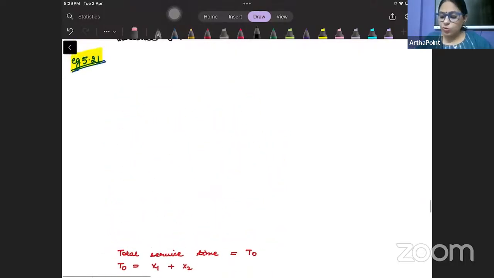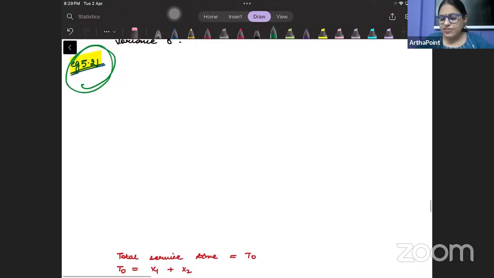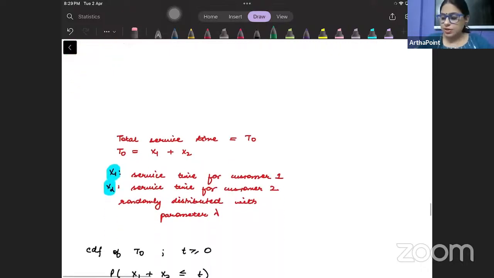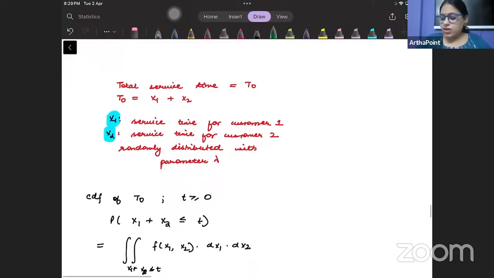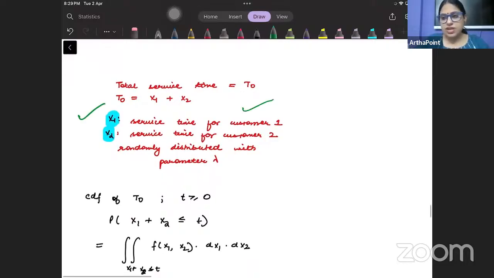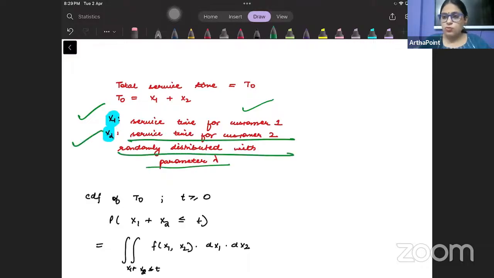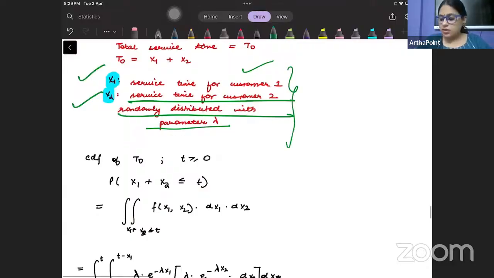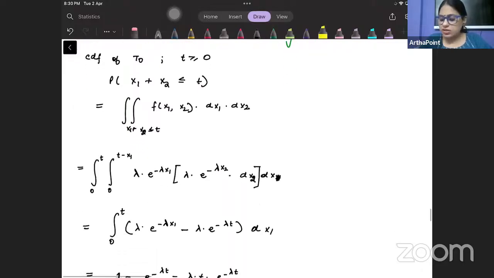So now you can go ahead and look into example 5.21. बहुत simple example है. In this example वो क्या बोल रहे हैं ना कि let x1 represent the service time that it takes to serve customer 1 और x2 the service time to serve customer 2, and both of them are exponentially distributed with the factor lambda. And therefore, जो total time होगा, that will be x1 plus x2.